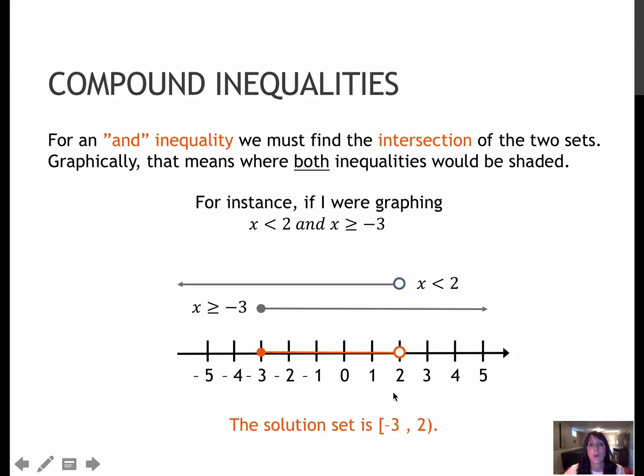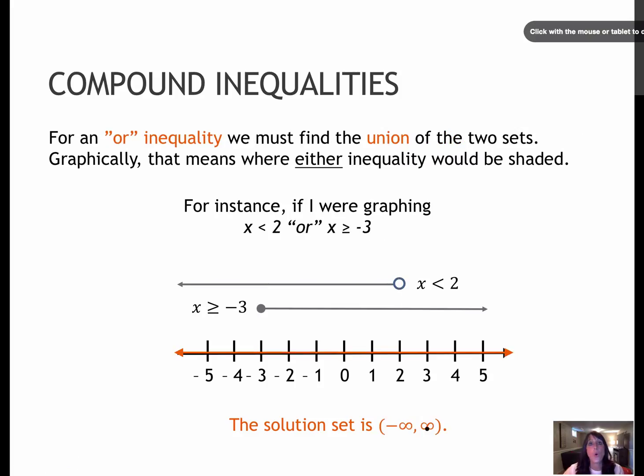An and inequality is where we would find the intersection of sets. We just got done talking about the intersection of sets, and that means where both inequalities would be shaded. So if these were my two inequalities, x is less than 2 and x is greater than or equal to -3, then where they would both be shaded is between the -3 and +2. So it would include -3 but not +2. That would be the intersection.